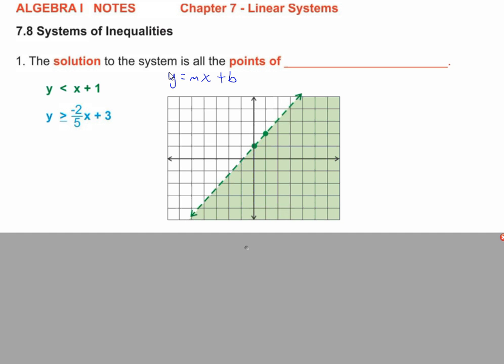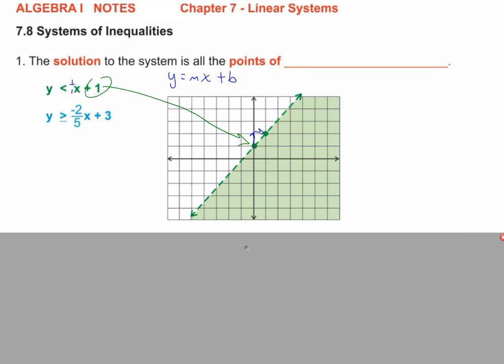M is the slope, b is the y-intercept. So for this one, what's the y-intercept? 1, right? We always graph that first. That's right there, right? What's our slope? 1 over 1. The top is what change of the slope, class? Vertical. You got to remember that. Top is up and down. Bottom is left and right. So I go from here up 1 and to the right 1. And look, lo and behold, I hit that point, right?